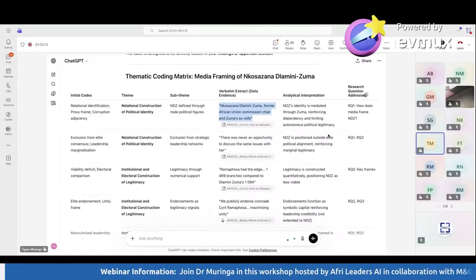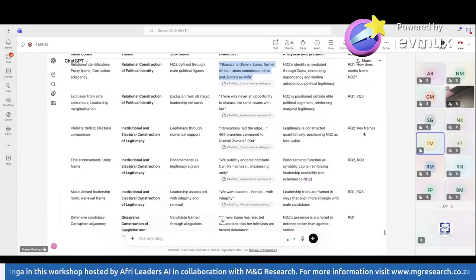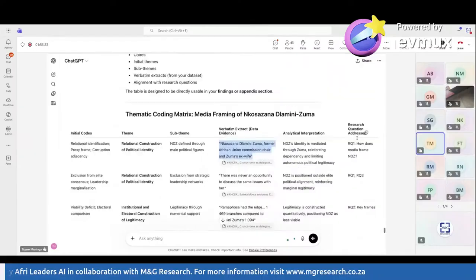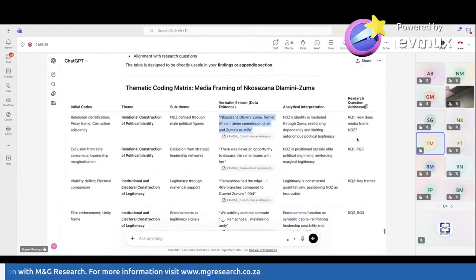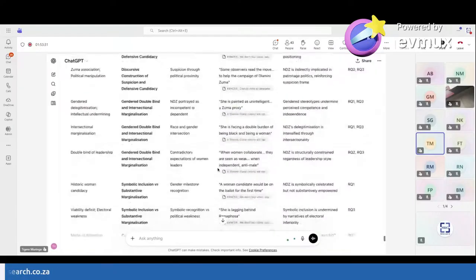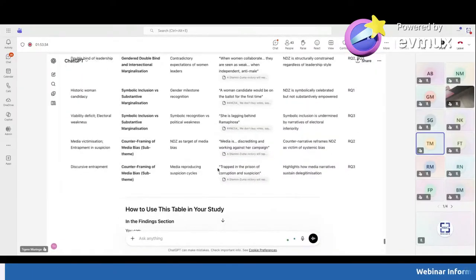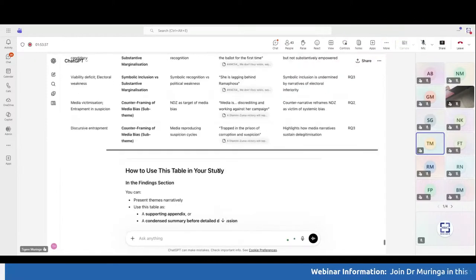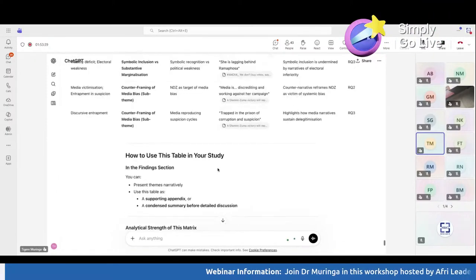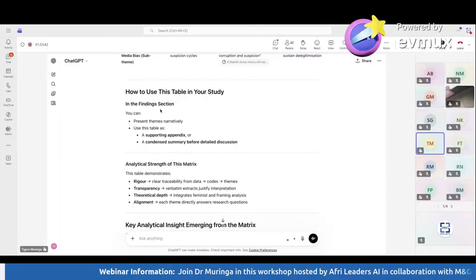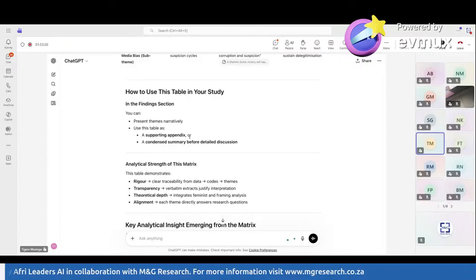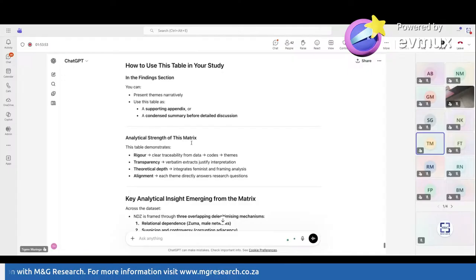Then the second theme answers research questions number 2 and 3. Then the third theme answers research question number 3. So what you can do, depending on how you want to structure your thematic analysis in your dissertation, right? You would have research question themes. You have to take all the themes and codes that answer research question number 1 and structure them accordingly, right? So it says how to use this table in your study. It gives you direction. You can present themes narratively. Use this table as a supporting appendix, or condensed summary before detailed discussion.